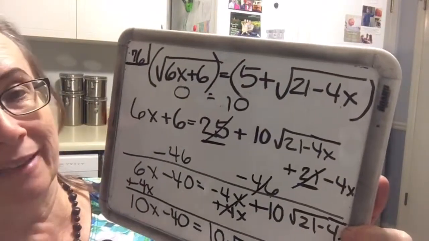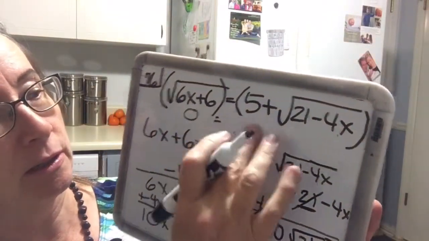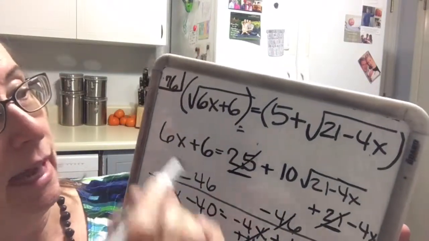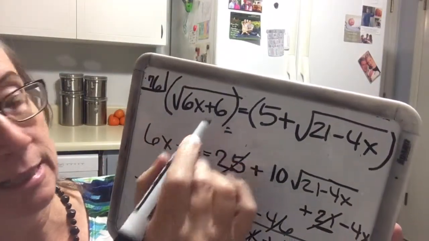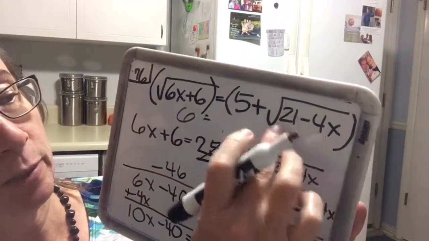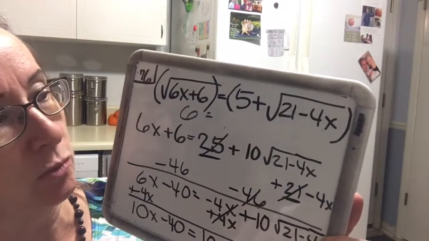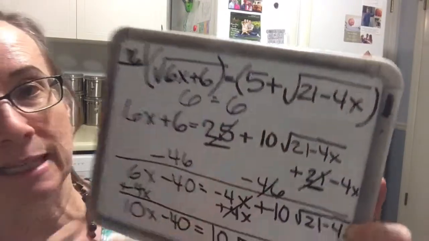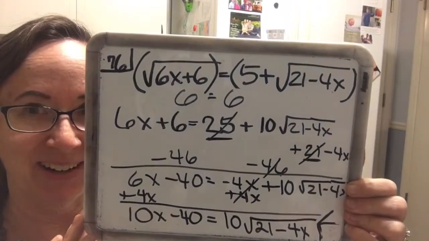But when we plug in the other answer, we plug in the 5. And that's going to give us a 36, and the square root of 36 is 6. We plug a 5 in here, we get 21, take away 20, which is 1. The square root of 1 is 1. 5 plus 1 is 6. 6 equals 6. And that one works.